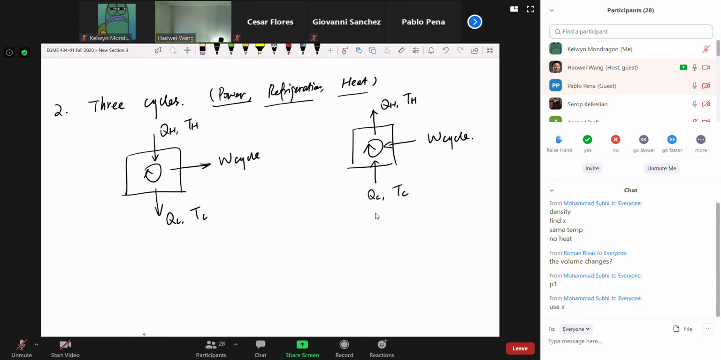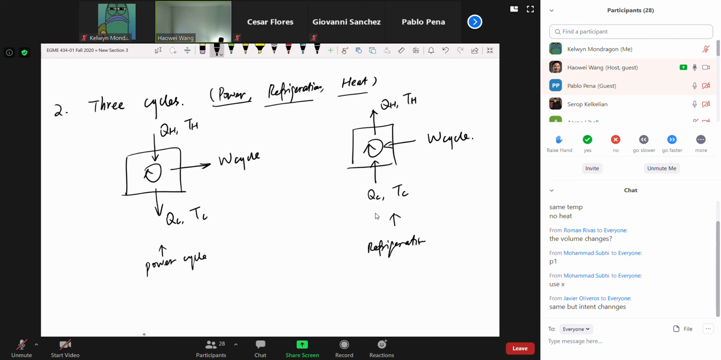What about heat cycle? You also put in work, but you get exhaust out and you get heat in. The heat cycle shares exactly the same diagram. So this is for power cycle, and this is for both refrigeration and heat cycle. The second diagram applies to both refrigeration and heat.